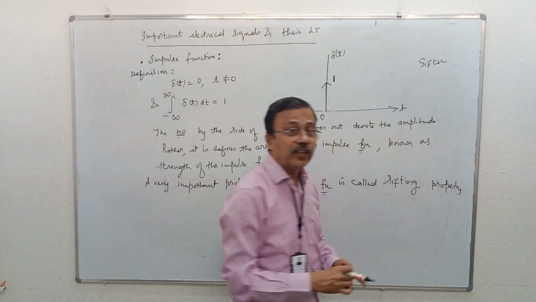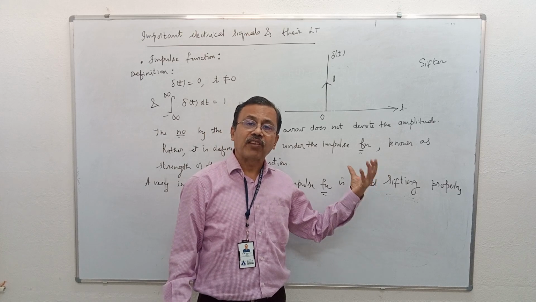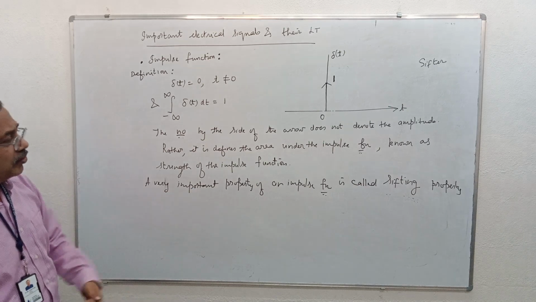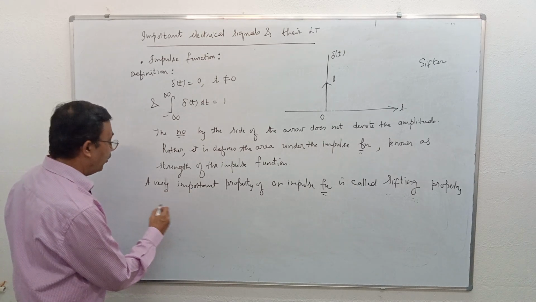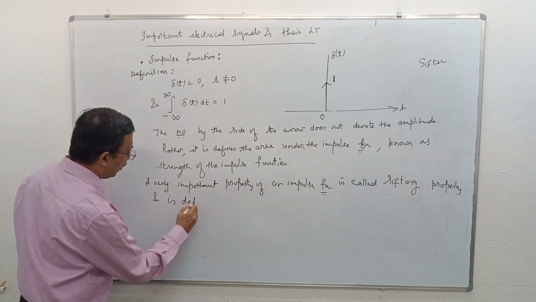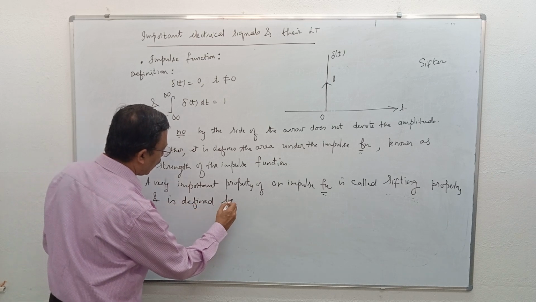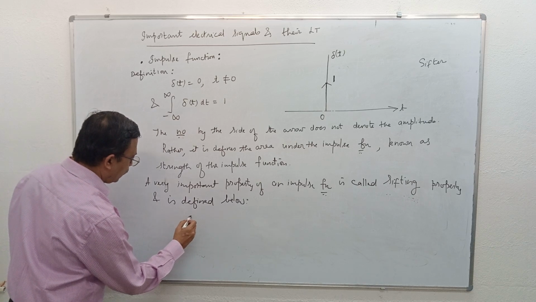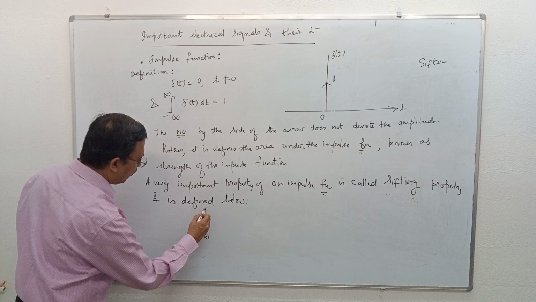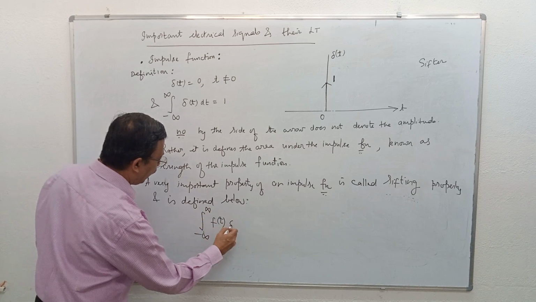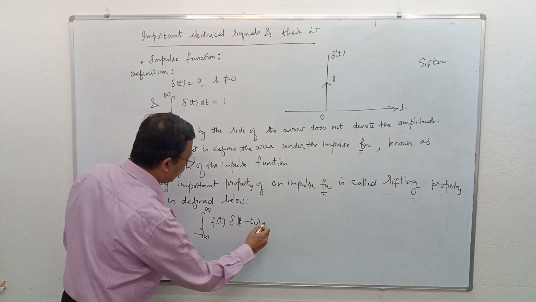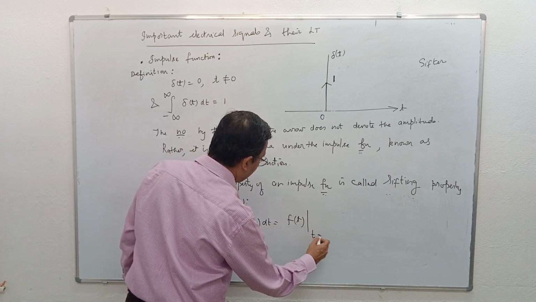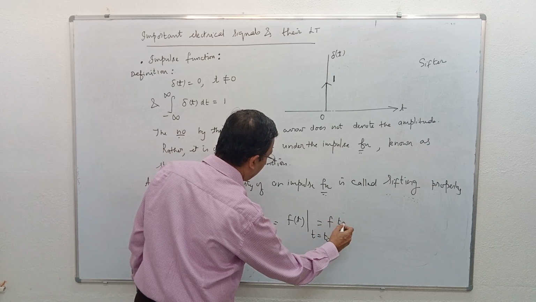More of this property is studied in the next semester in a course called Signals and Systems. A very important property of an impulse function is called shifting property, and is defined below. What is this property? Integration from minus infinity to plus infinity, f of t into delta of t minus t naught dt is equal to f of t evaluated at t is equal to t naught, which is f of t naught.